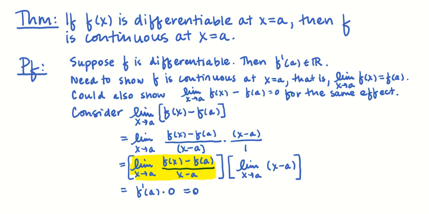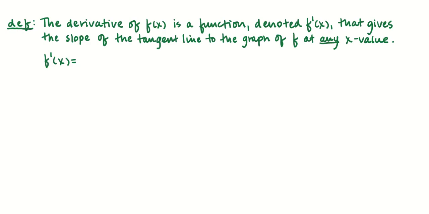So any real number times something that's going to 0, like x minus a as x approaches a, number times 0, that equals 0. So I showed that f of a and the limit of f as x approaches a had no difference, which meant that this equality was true, meaning that f is continuous at x equals a.